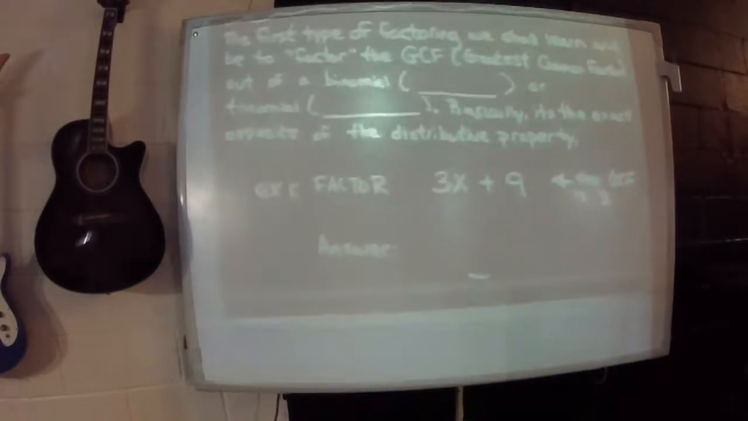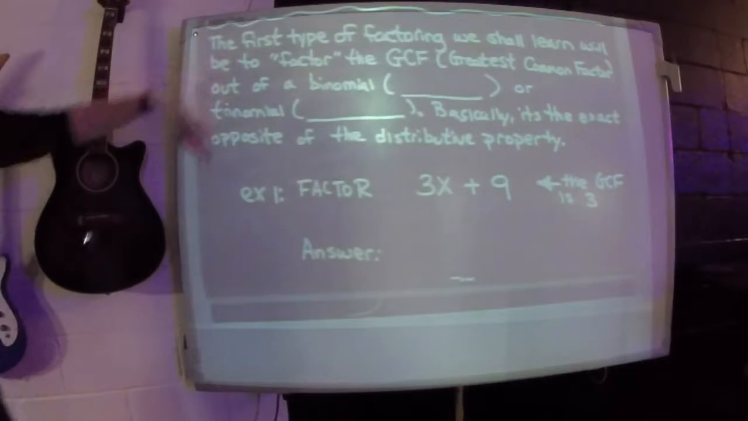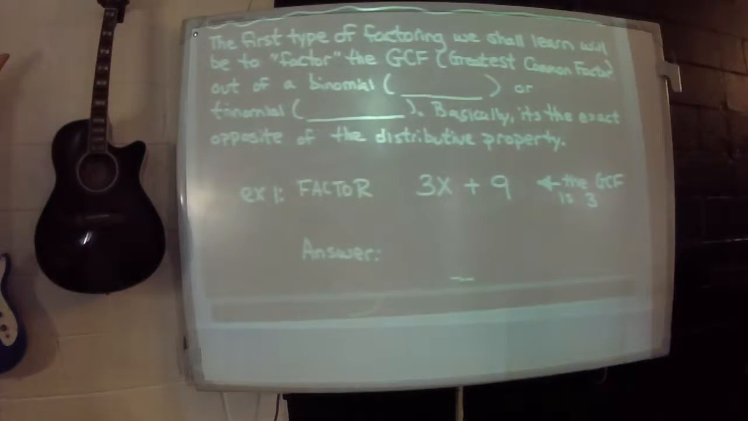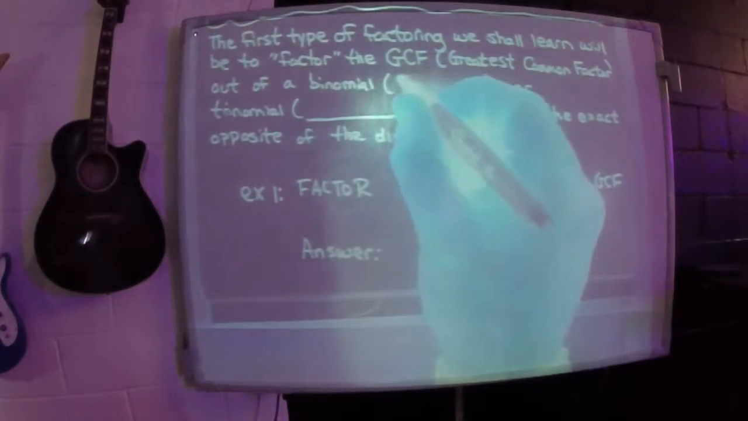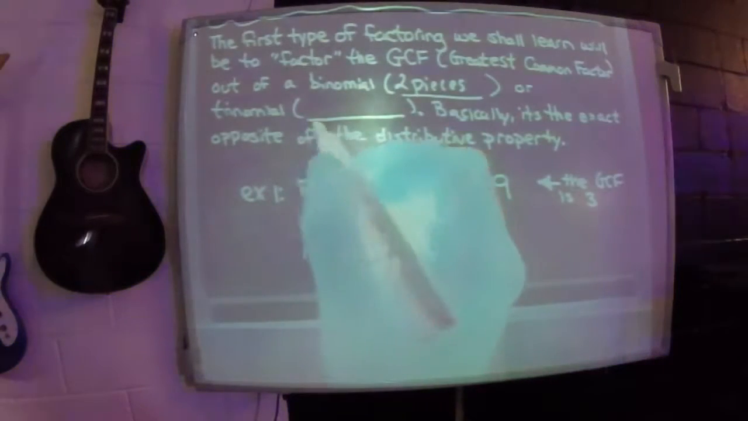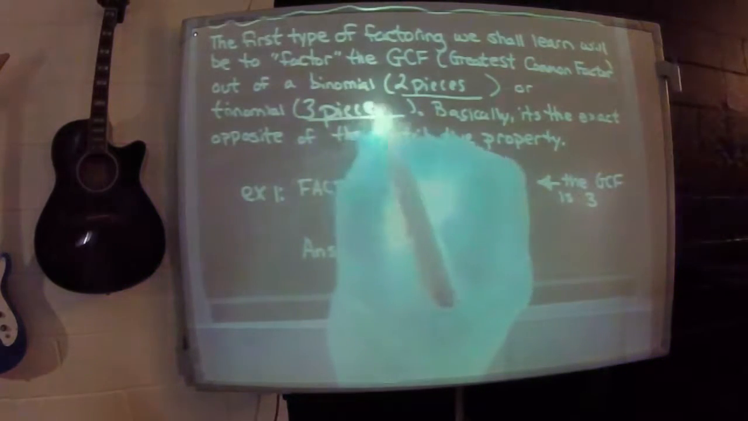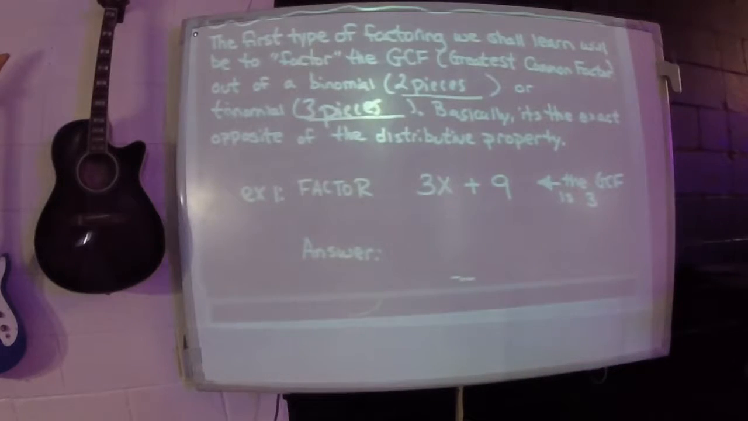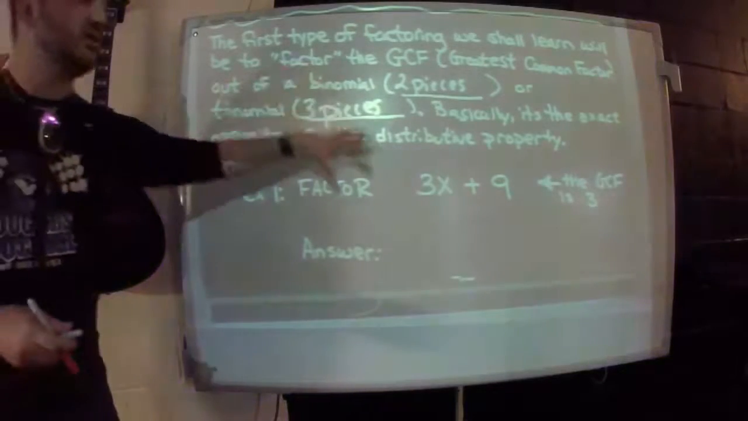All right, now here we get down to where we talk about factoring. The first type of factoring we're going to learn is how to factor the GCF out of a binomial or trinomial. A binomial means how many pieces? 2 pieces. And a trinomial is what? 3. So what you're going to see is this is the exact opposite. When I say factor the GCF out of a trinomial or a binomial, it's the exact opposite of the distributive property.